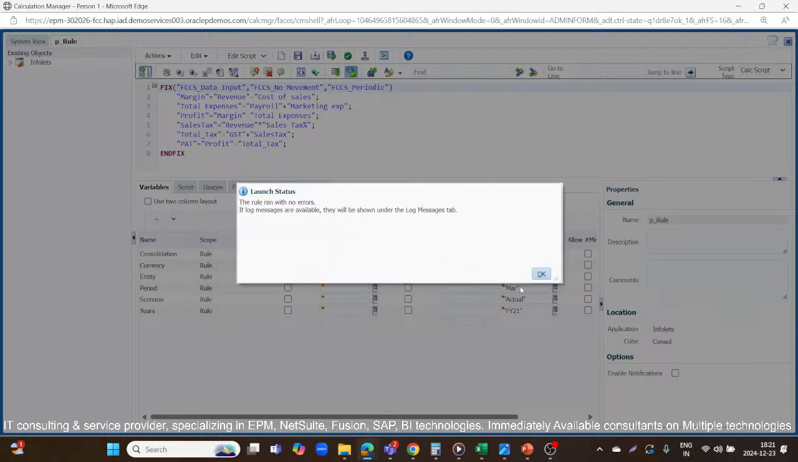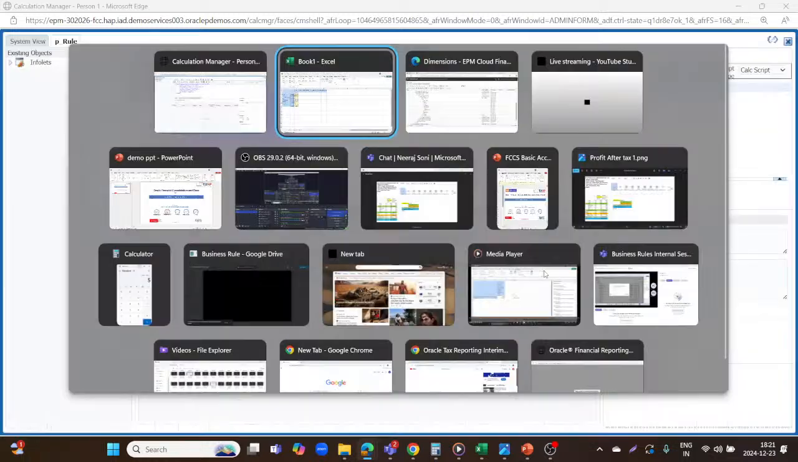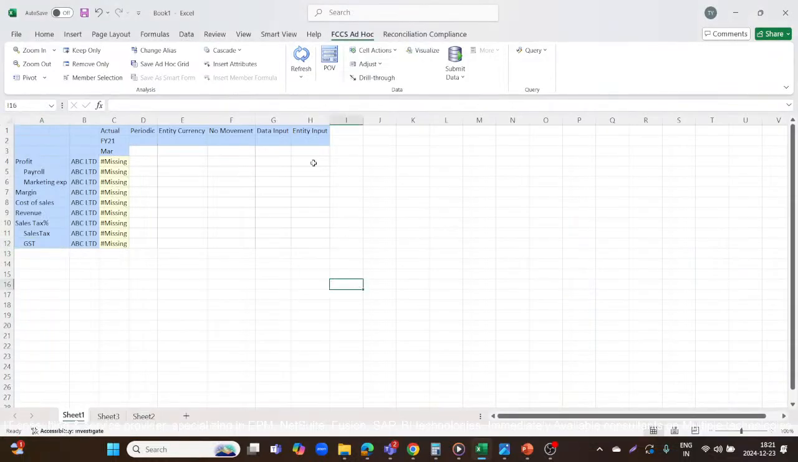you can see it is completed with no errors. Now you can go back to your Smart View and, oh okay, we missed one thing, that we didn't enter the numbers. So you can define it right now. Suppose your revenue is 1000, cost of sales is 200. You can click on submit.